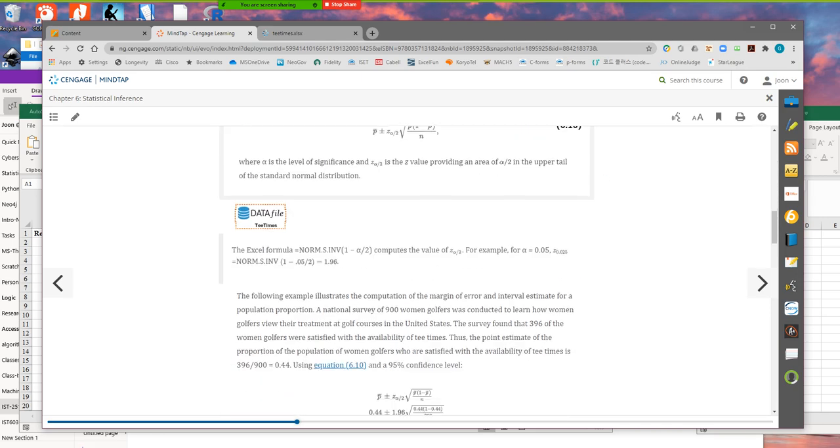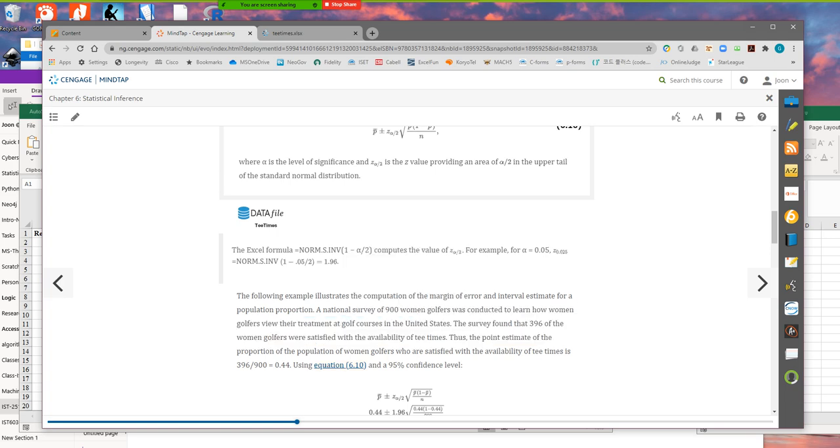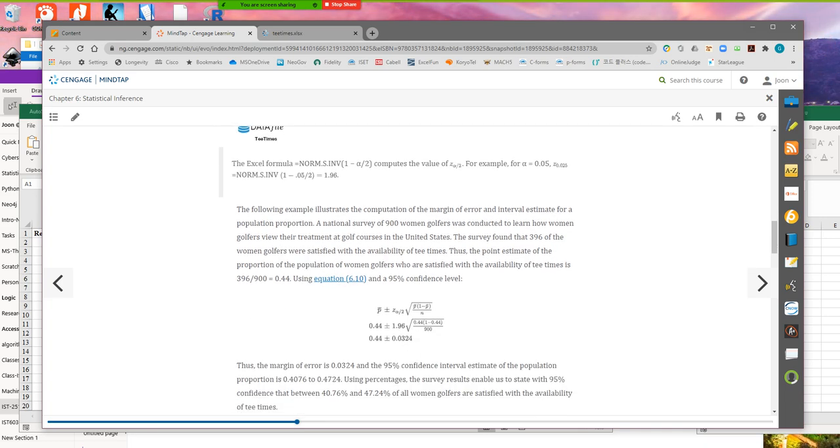I think this data is about the following example, which illustrates the computation of the margin of error. A national survey of 900 women golfers was conducted to learn how women golfers view their treatment at golf courses in the United States. The survey found that about this number of women golfers were satisfied with the availability of tee times. So the point estimate: the sample is 900, and among the 900, about 396 women golfers are satisfied.